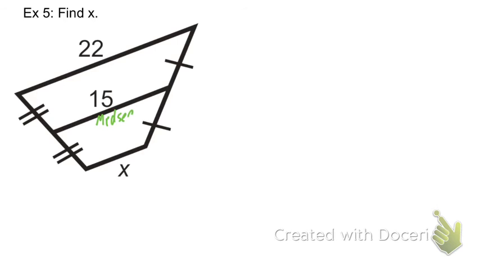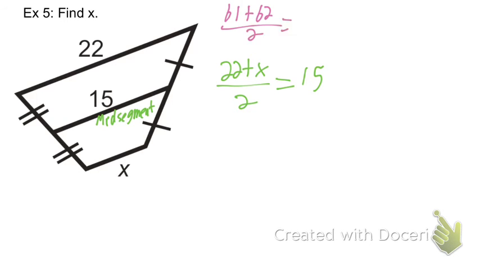So, can we set this one up exactly the same as our last one? No, but it can be very similar. Kenny: It'd be 22 plus x, divided by 2, equals 15. Very good. Kenny just repurposed our equation. Kenny just said, hey, our equation is base 1 plus base 2, if you will, divided by 2 is equal to the midsegment.